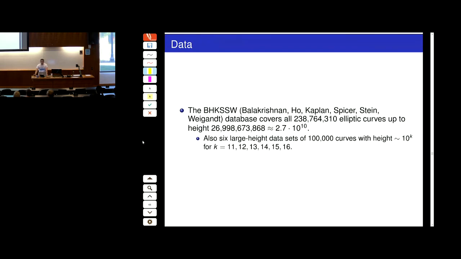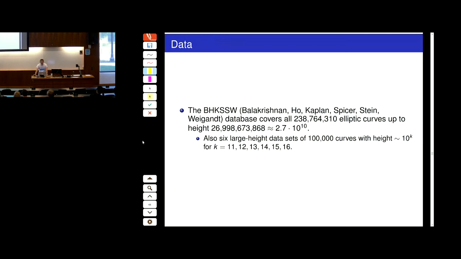What do we have now? Nowadays, as of very recently, Balakrishnan, our fourth co-organizer, Ho, Kaplan, Spicer, Stein, and Wiegand, released a database of 238 million elliptic curves. So that goes up to height 2.7 times 10 to the 10. So that's a lot of elliptic curves.